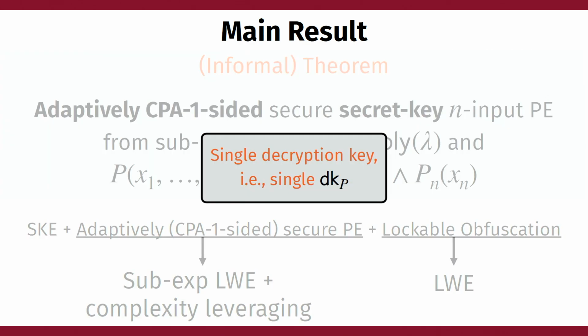I'm not going to talk about the construction. It is secure in the case of a single decryption key, so that the adversary only sees a single decryption key for a predicate. It may seem like a very restricted case, but technically speaking, if you support a very large class of predicates, this notion implies strong primitives like witness encryption and null IO.